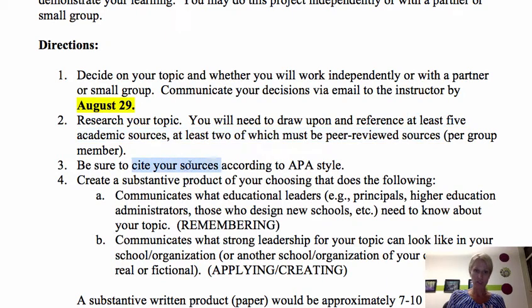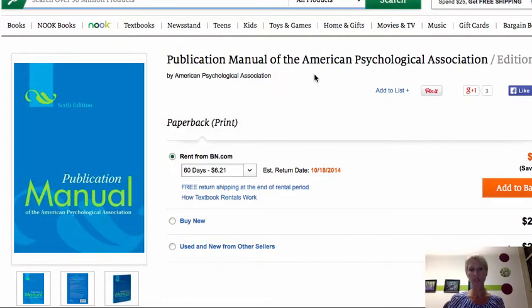As you include and cite your sources, you need to do that according to APA style. So APA stands for the American Psychological Association. It's a type of formatting and style that is somewhat similar to and yet different from, say, Chicago style or MLA style. And you might be more familiar with those. In the field of education, we use APA style, and you need to learn that. So you might want to purchase the APA manual, which looks like this, and it's available through pretty much any wholesale bookseller. And it is an expense.